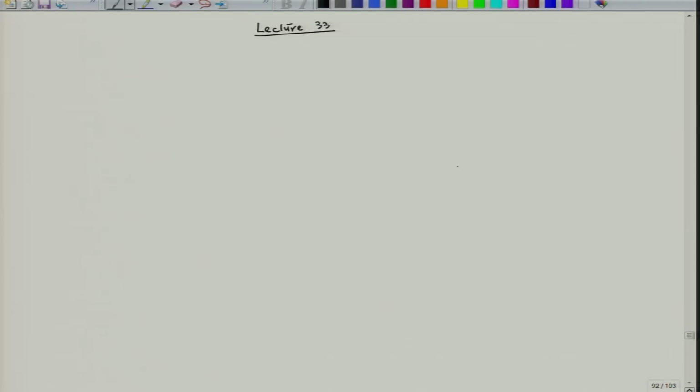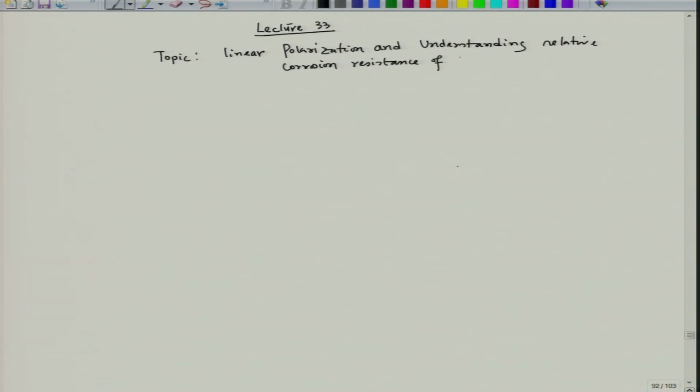So, our discussion topic would be linear polarization and understanding a relative corrosion resistance of a metal in an electrolyte. Of course, relative means in comparison to another metal.